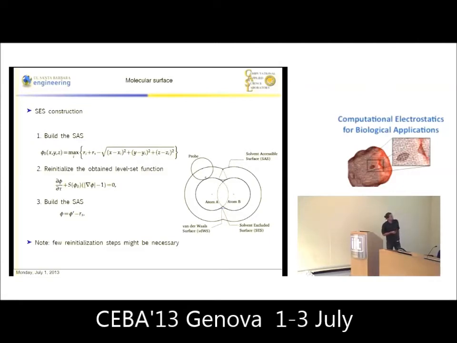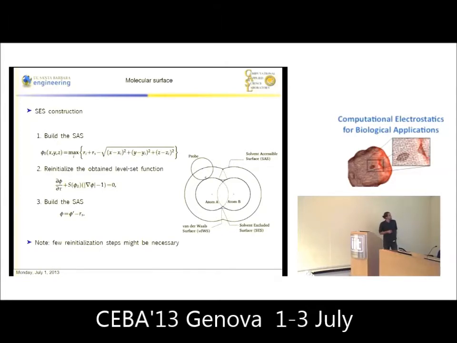So we came up with this three-step algorithm. The first idea is, given a molecule, as a list of atoms with positions and charge, we can easily build the SAS, or at least a level set function representing the SAS, knowing the positions of all the atoms and their radius. Then, this is the SAS.